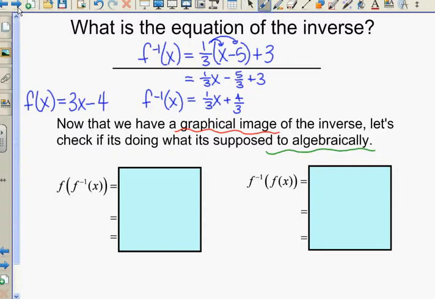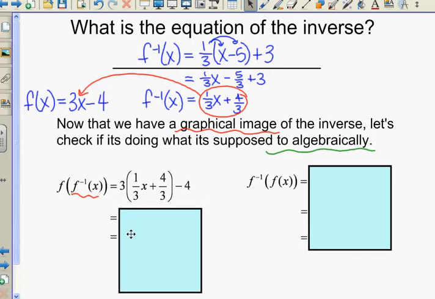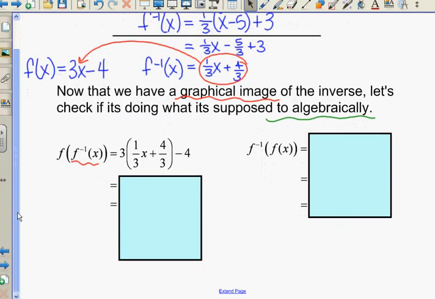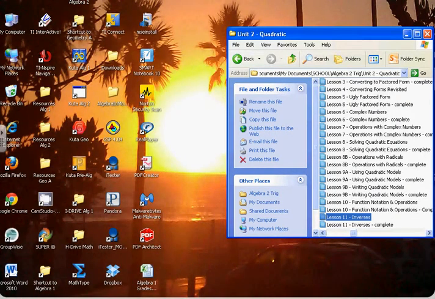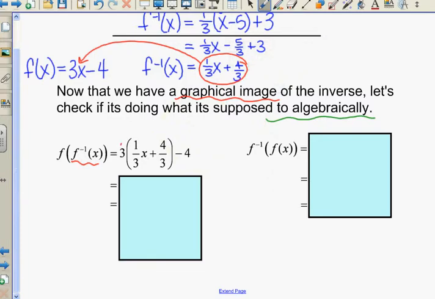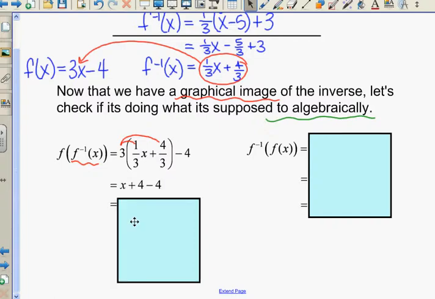So we should be able to check with function composition. Firstly, I want to check what happens when I take f inverse of x and plug it into f of x. So that's what this first thing is. F inverse of x is on the inside. So I've got my 3x minus 4, but where I had the x, I take that out and put the inverse in its place. Go ahead and distribute that out. So 3 times 1/3 is just 1. 3 times 4/3 is just 4. And then x plus 4 minus 4 simplifies to just x. That's what I was talking about. We're supposed to get out x. It's supposed to simplify that way.